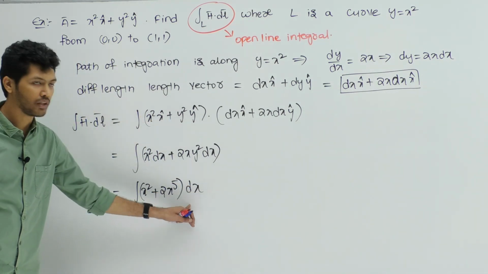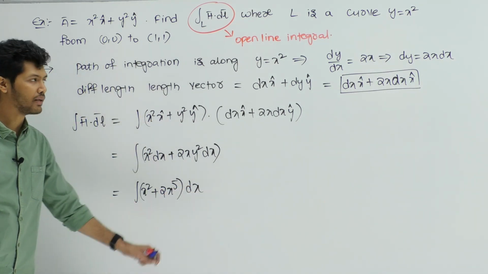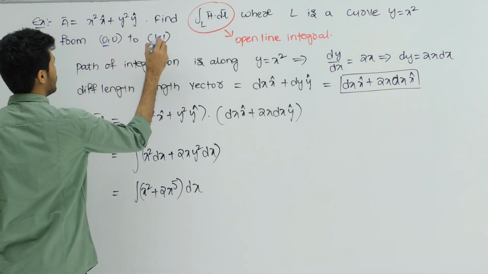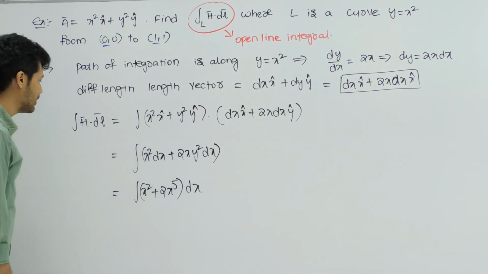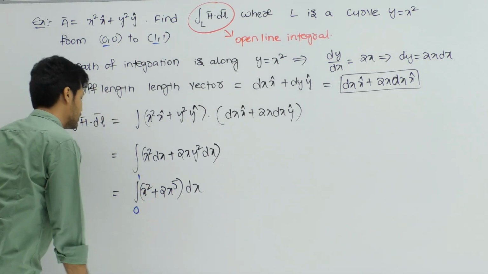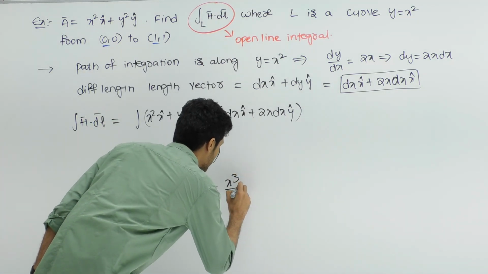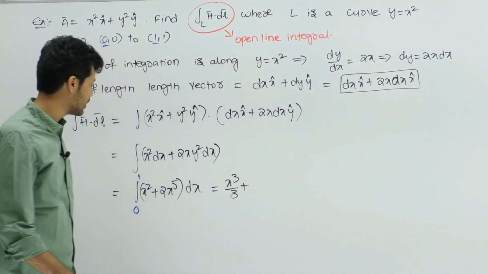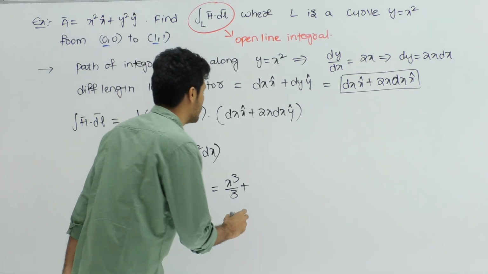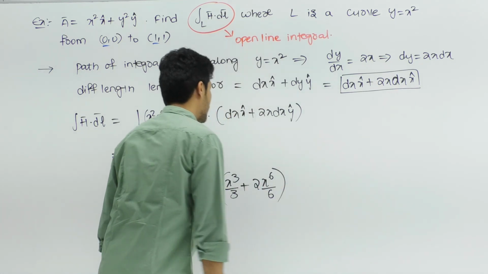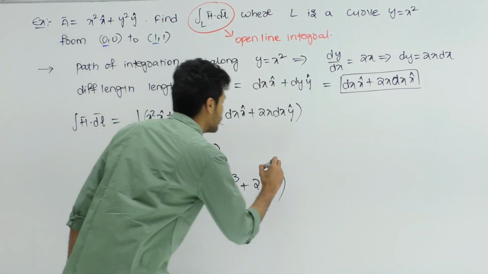Now in this integration the only unknown value is nothing but what? That is nothing but x, and x varies from where to where? X varies from 0 to 1. Okay. So substitute the limits 0 to 1. What do we get now? Integral of x square is x cube by 3 plus the integral of x power 5 is what? This is 2 into x power 6 by 6, and we can integrate this from 0 to 1.